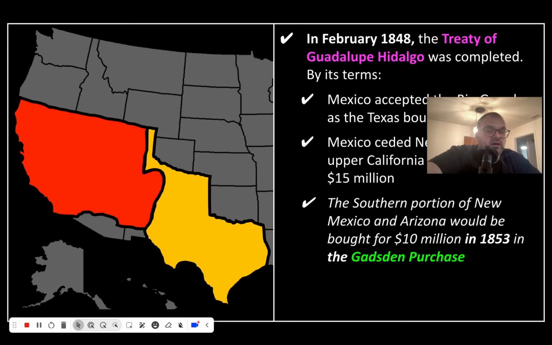Now you see there's a little section of what is now New Mexico and Arizona, this little southern tip. It's not until 1853 that we make an agreement with Mexico to purchase that small strip of territory for $10 million. So we call the area in red the Mexican Cession, and the area in green is the Gadsden Purchase. And then that is the expansion of American territory now all the way to the west.